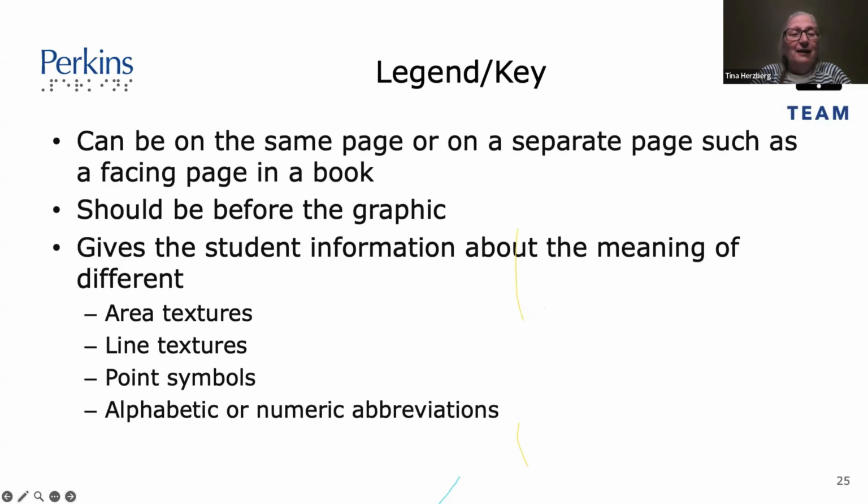So a little bit about keys, that our students need to know that sometimes they're on the same page, but sometimes they're not. Especially if you're taking a standardized test in Braille, sometimes they're on a facing page. And so I think it's really important that they get some chance to practice with that. You might have some in your books you can use.